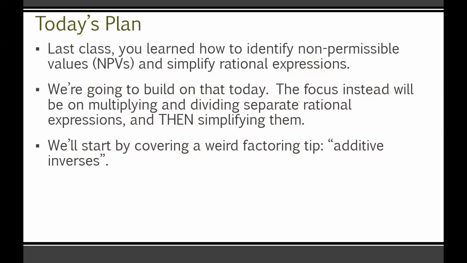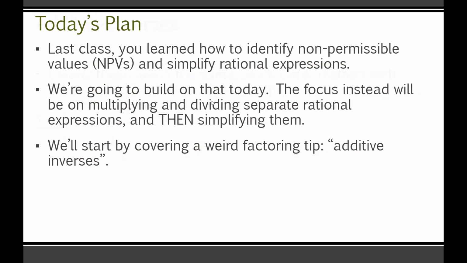So imagine you'll have two different fractions with polynomials on the top and the bottom. We're going to have to know how to multiply those together and then simplify them. It's really not much different than what we did yesterday. There's just kind of the added step of multiplying and dividing. You'll see what I mean when we get going. However, before we start, we're going to start by covering a weird factoring tip called additive inverses. It was something we didn't talk about last class.